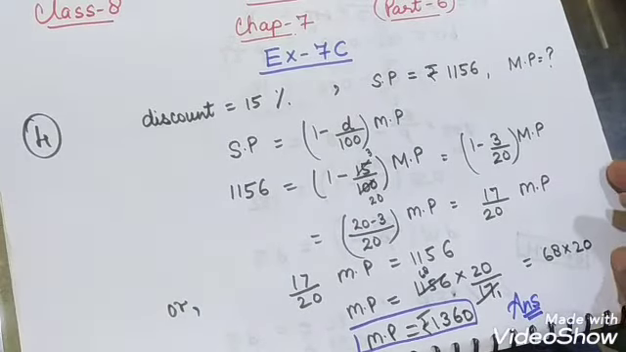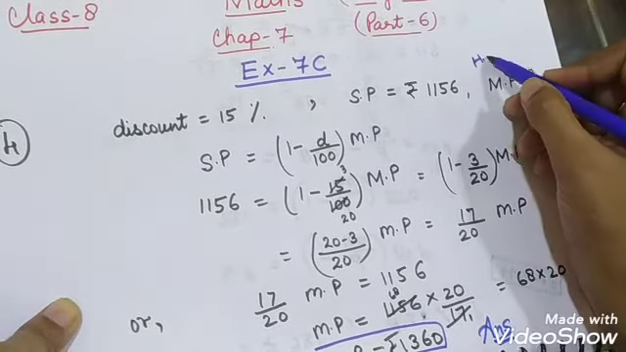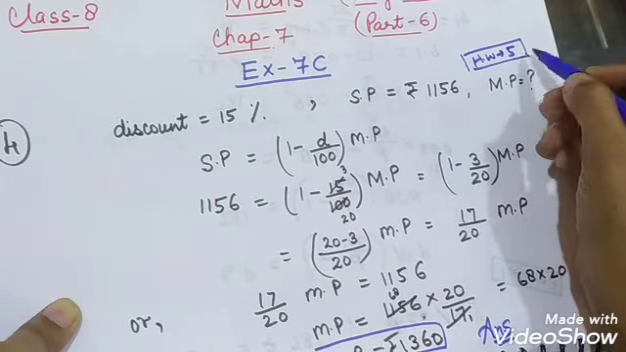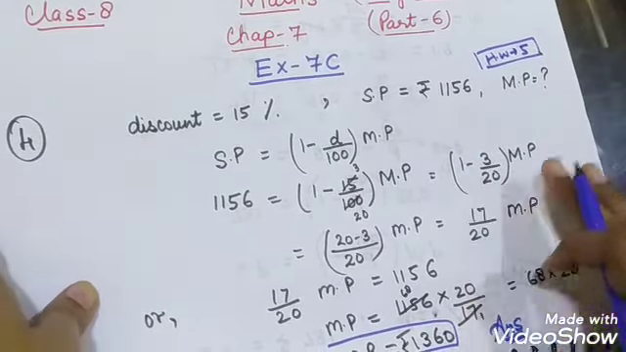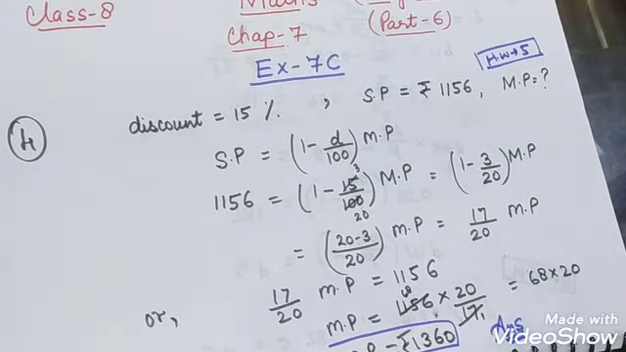Okay, now similarly you will do question number 5. So homework is question number 5. As we have solved question number 4, in the same way you will solve question number 5. Now moving towards the next question, question number 6. So let us read question number 6 from the book.